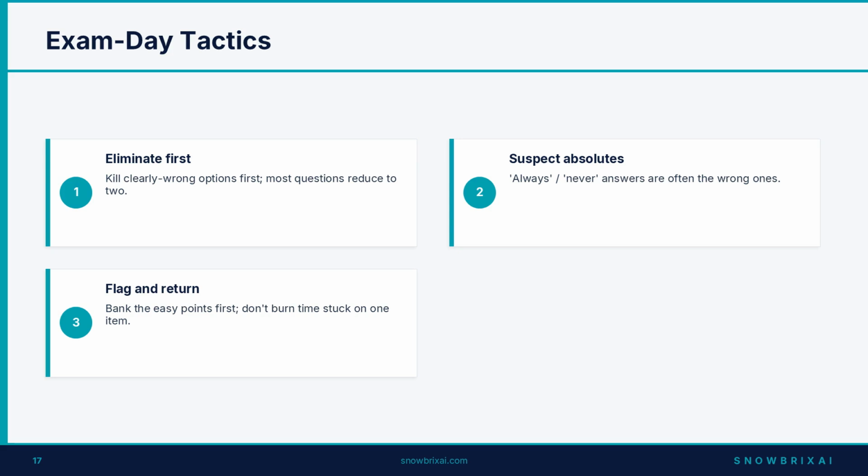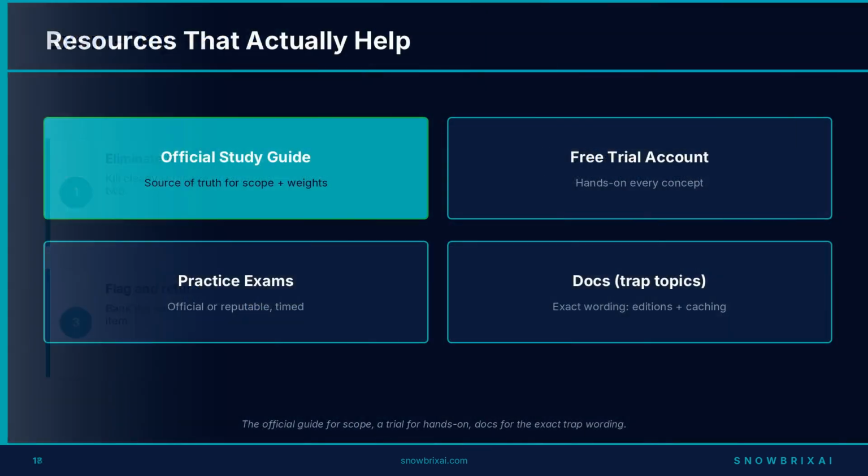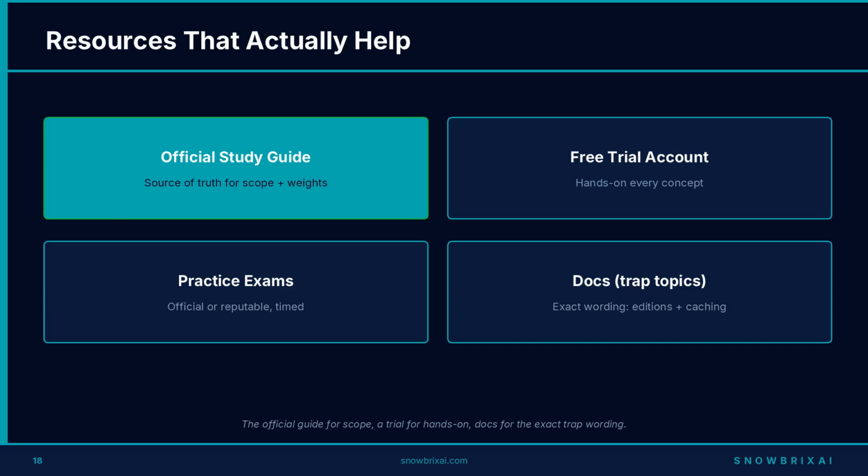Third, flag and return. Bank all the easy points first and never burn 5 minutes stuck on one hard question while 10 easy ones wait. Your goal is total points, not winning a single fight. Move, mark, come back.